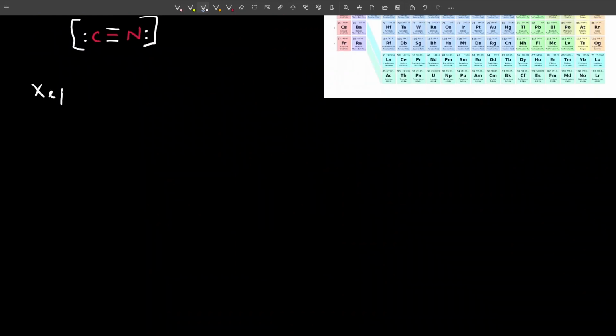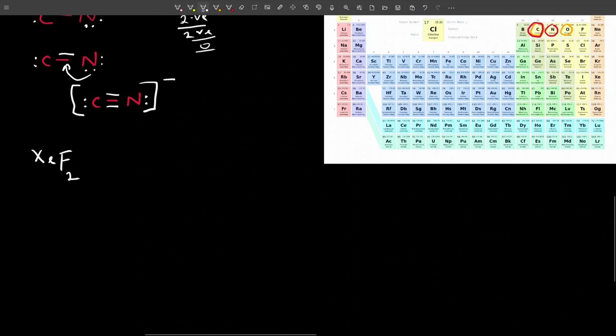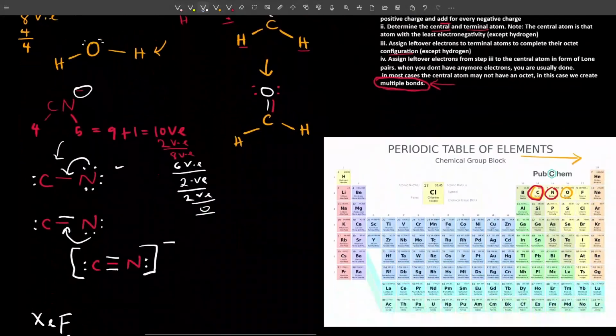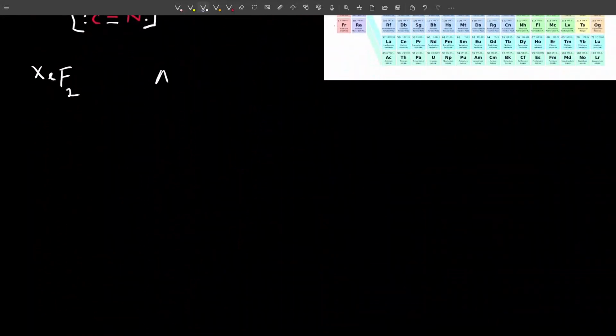We have 2 more examples. Because the screen is not white, I have to write it down here. We have xenon difluoride, XeF2, and AlH3. So let's try xenon difluoride, XeF2. Same method, same process.